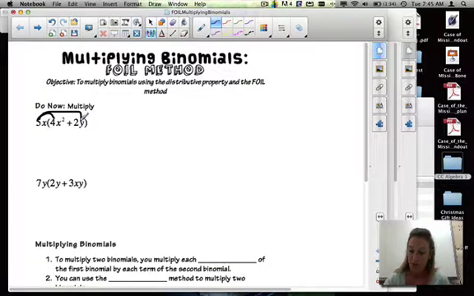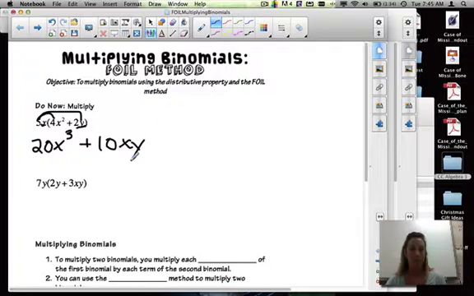We are going to distribute 5x to 4x squared. Multiplying, you multiply the integers, multiply the exponents by adding exponents. Plus 5 times 2 is 10, and then we have an x out here and a y. They cannot combine, so you just put xy.